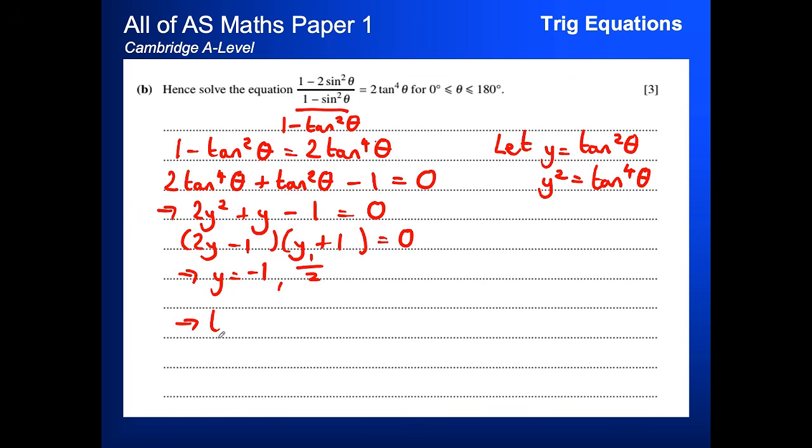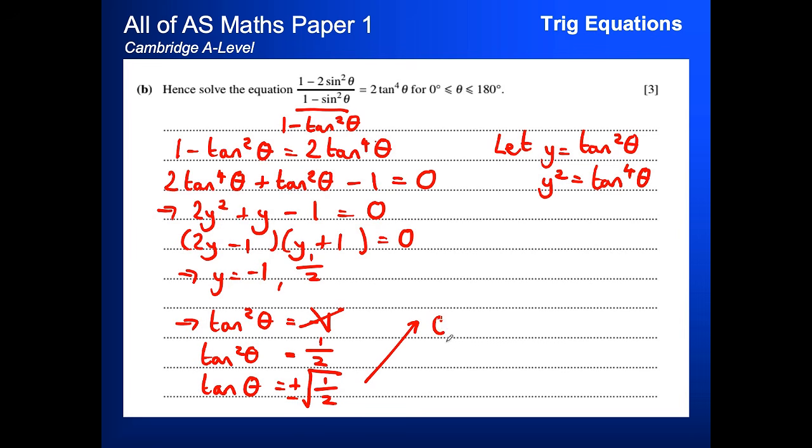And therefore that means tan squared theta is equal to negative 1, or it's equal to a half. At this point, notice that if we tried to solve this, we'd actually get a complex number. So we can't actually solve this in the real sphere, so this answer won't work. But we can do this one. So tan squared theta is equal to a half, and therefore tan theta is equal to the square root, plus and minus, of course, of 1 over 2.